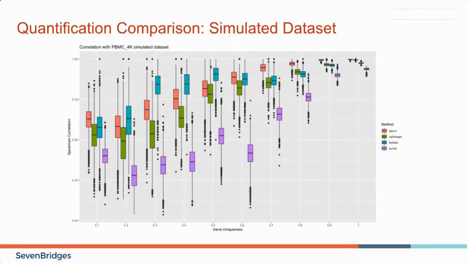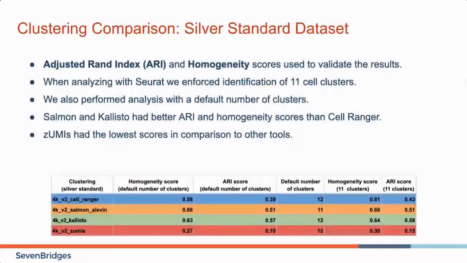On the other hand, Zoomis showed the lowest correlation to the truth dataset in comparison to other tools, and based on these results, we can say that Callisto on this test performs best. Next slide, please.